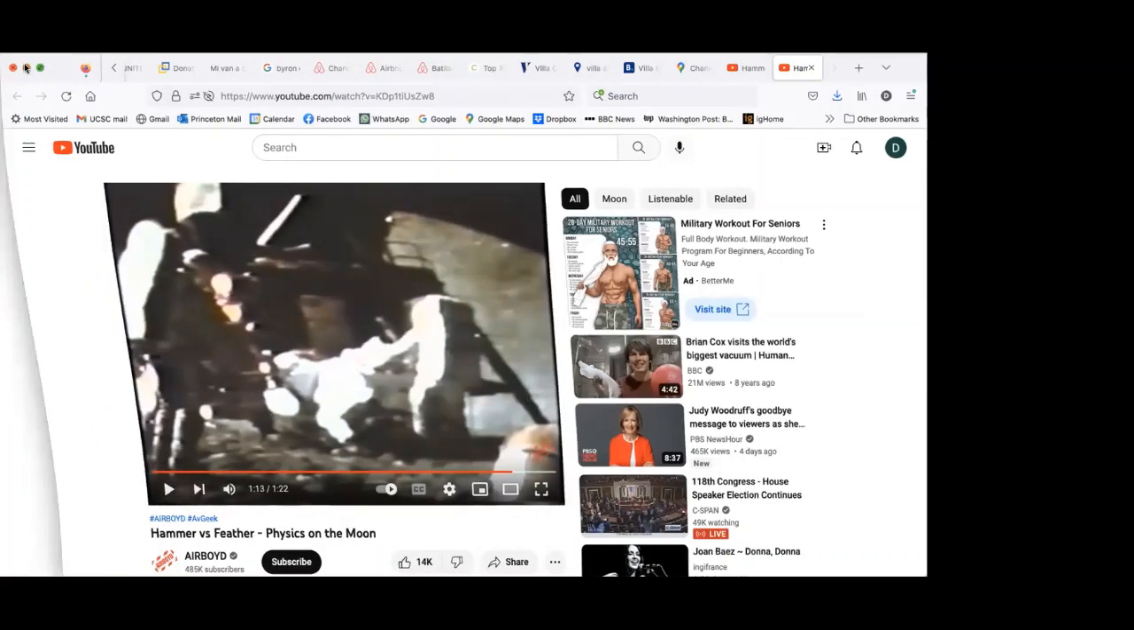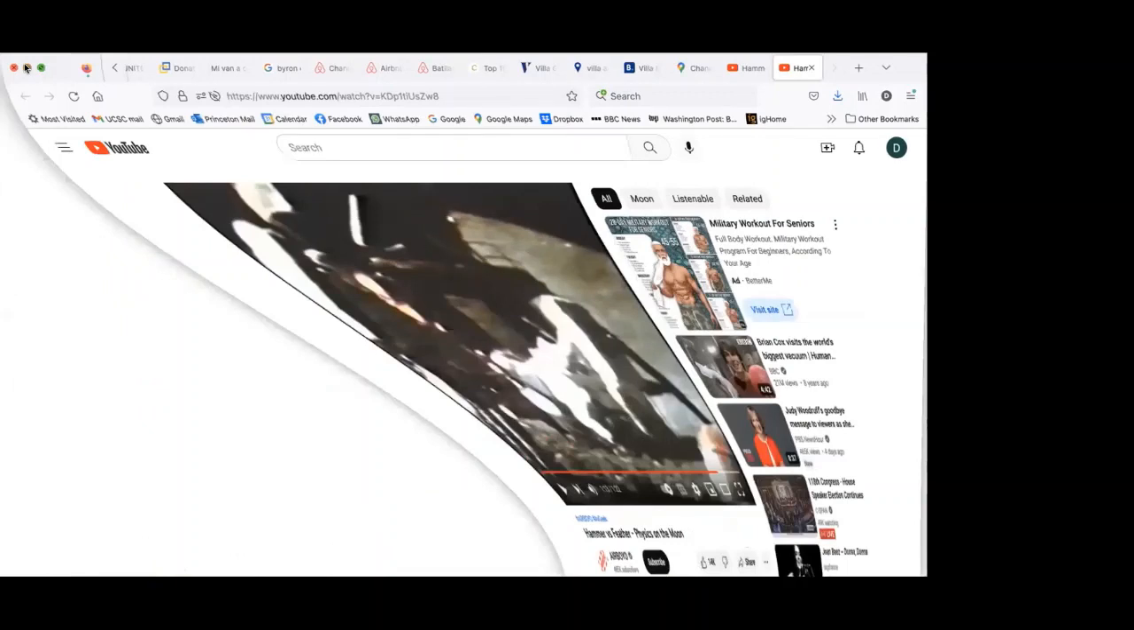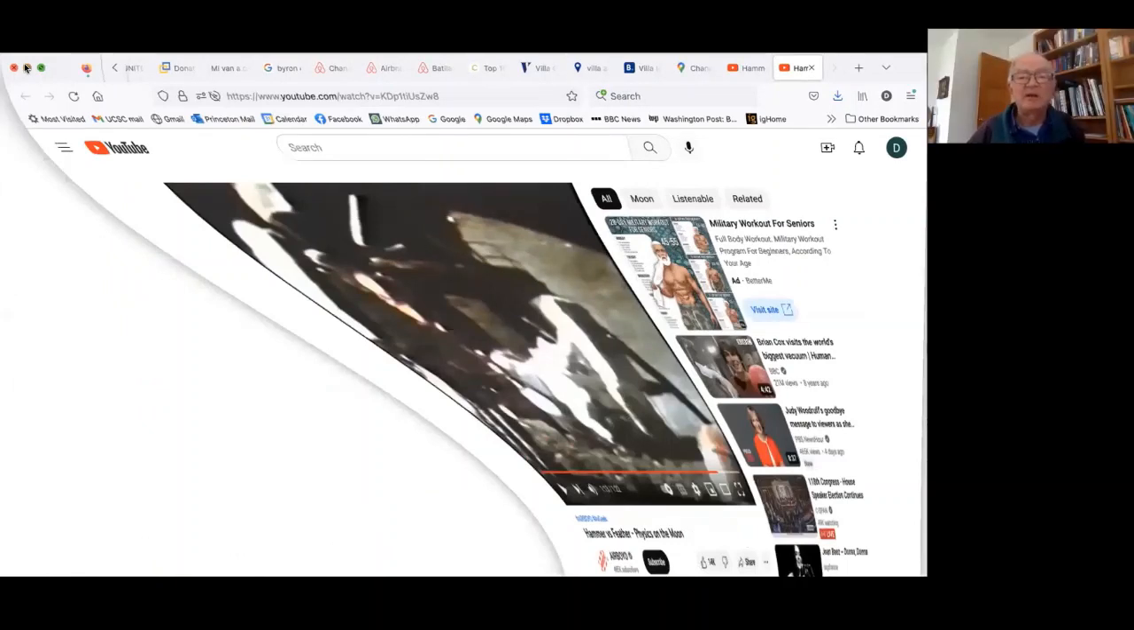So this demonstrates, it's an experiment showing that Galileo was indeed correct. The weight makes no difference. The speed with which the feather and the hammer are falling is the same. If there is no air resistance, then it's the same speed.